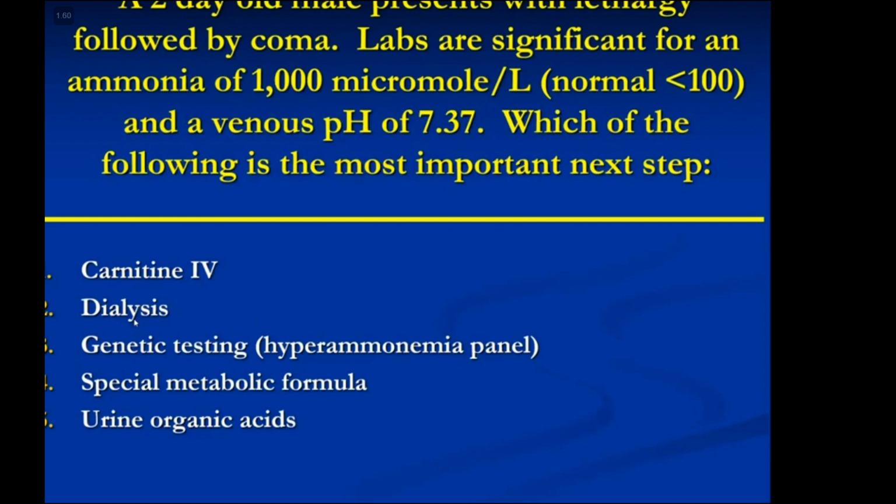Number 2 is dialysis. Dialysis is the most important thing, whether you have an organic acidemia or whatever your source of ammonia. This is the thing that's going to save you, right?